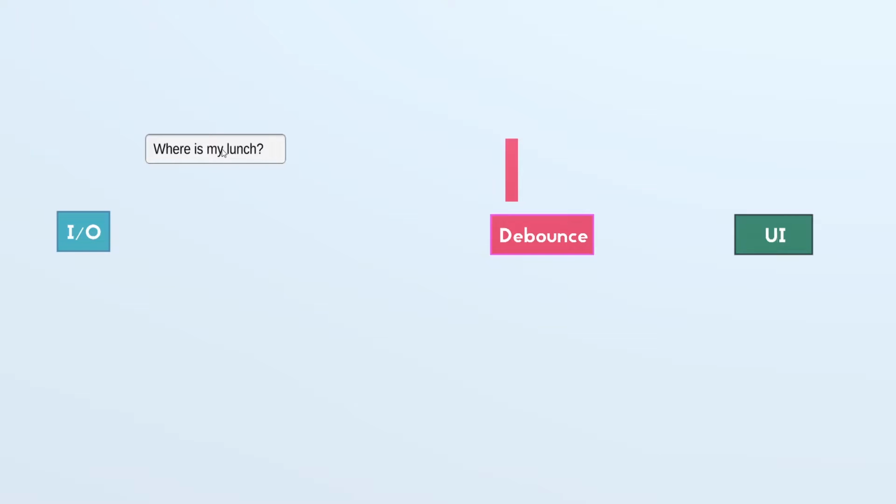So what if, instead of firing a request every single time, we only fired it at the end of the full phrase? Well, that's exactly what debounce does, doesn't it? Say I was typing, where is my lunch? You see, it took in all the words and then only fired one request with the whole phrase.